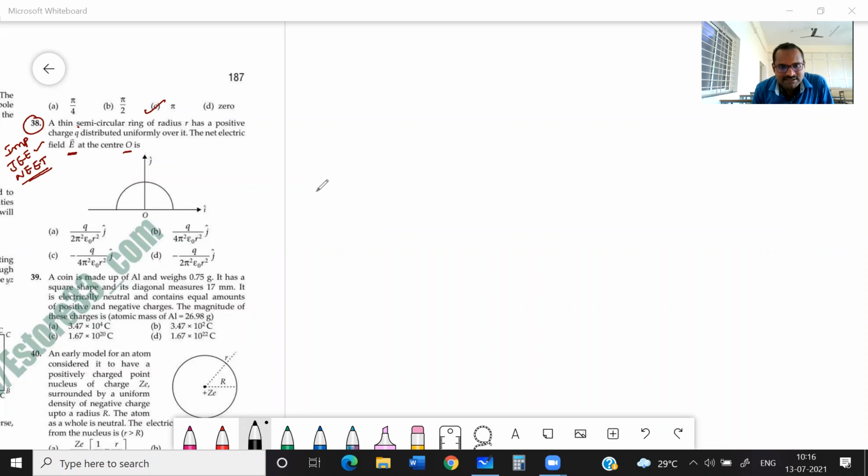Yes, students, see, imagine this is x-axis and this is y-axis. Clear, students? Now this is the center of the ring. Now here the ring is the semicircular ring like this. Imagine this radius is small r. Now on this charge is uniformly distributed. Now from this ring, you take a small elementary part of this ring.